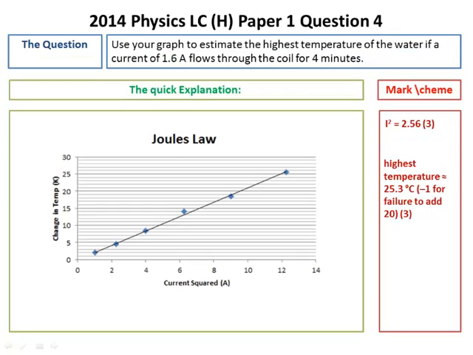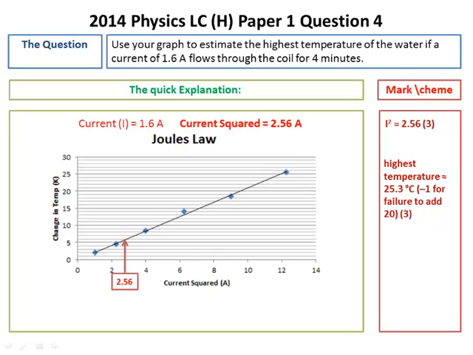And then you have to use your graph to estimate the highest temperature of the water if a current of 1.6 amps flows through for 4 minutes. Okay, don't mind the 4 minutes, that's just for the experiment. So you can kind of ignore the 4 here. You take the 1.6 amps, and you can't just use current because we've got current squared going on here in our graph. So we've got to square that 1.6. Then we can use it in our graph once it's been transformed into 2.56.